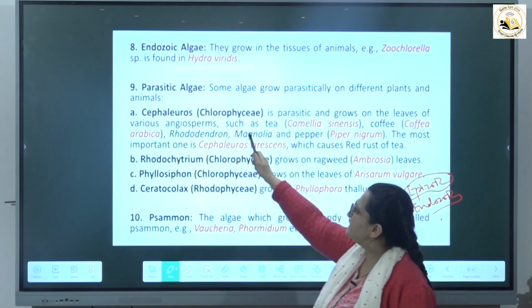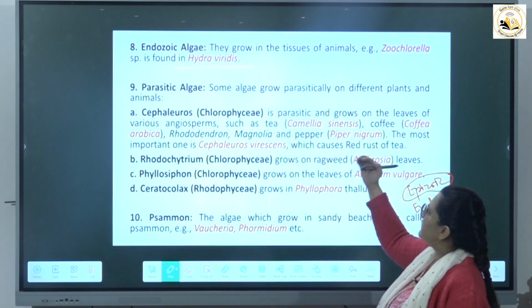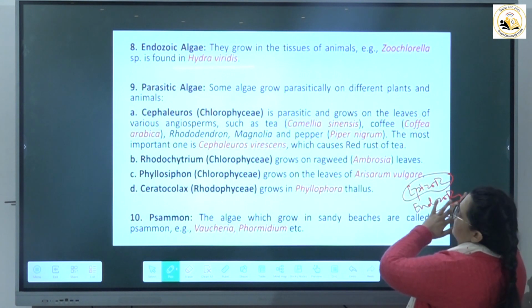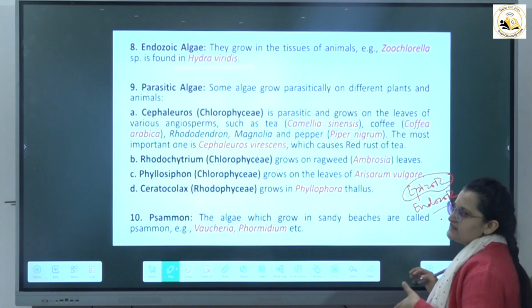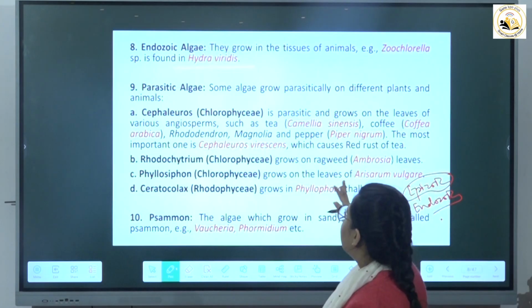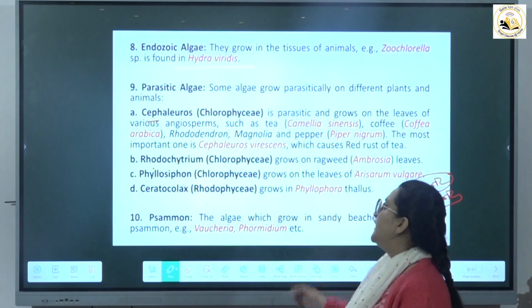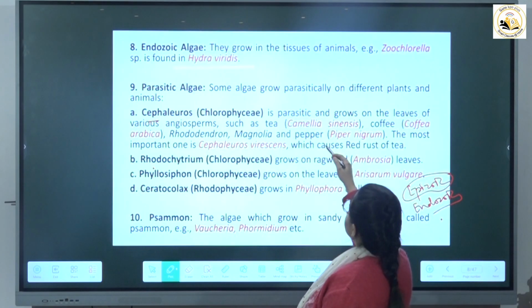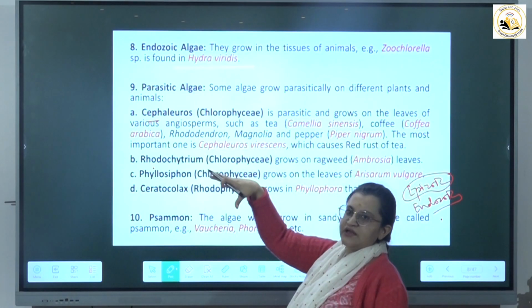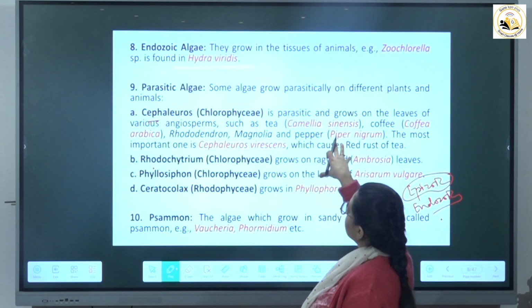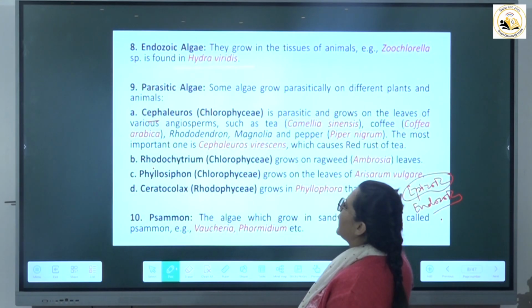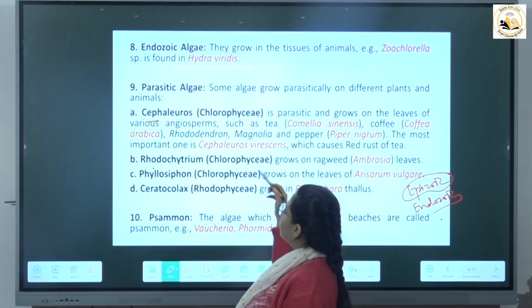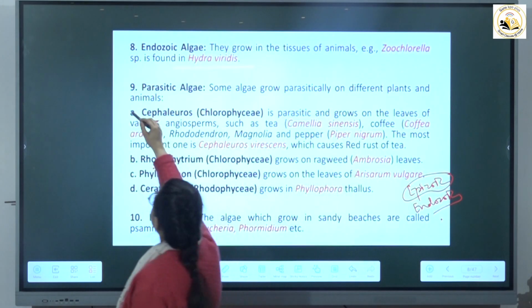Now the ninth one is parasitic, meaning they grow parasitically on different plants and animals. On the basis of it, it is divided into four types. If we talk about the parasitic algae, they grow parasitically on different plants and animals.